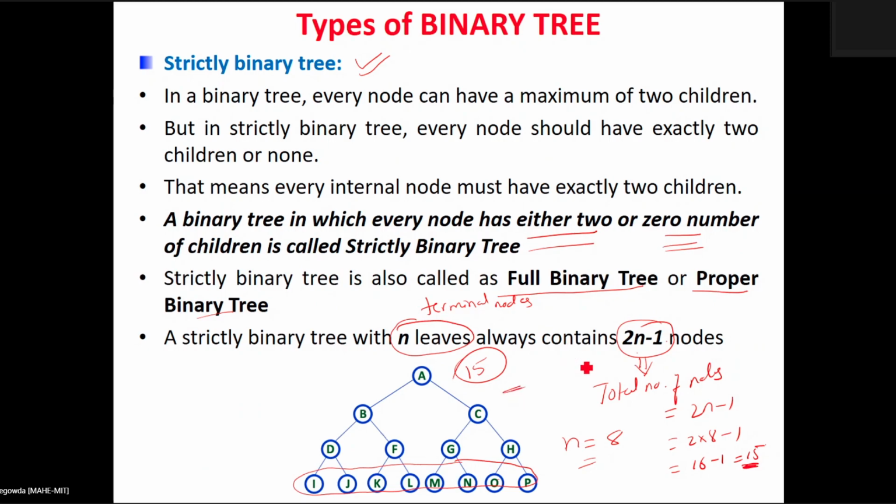Okay, so this is one of the properties you must remember. In the case of a strictly binary tree with n leaves, we will always have 2n minus 1 nodes.